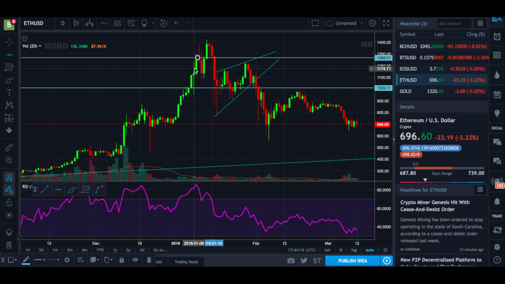And really, you can see these inside bars on any chart, any time frame, any market. Try and spot them out for yourself and utilize them in your technical analysis.